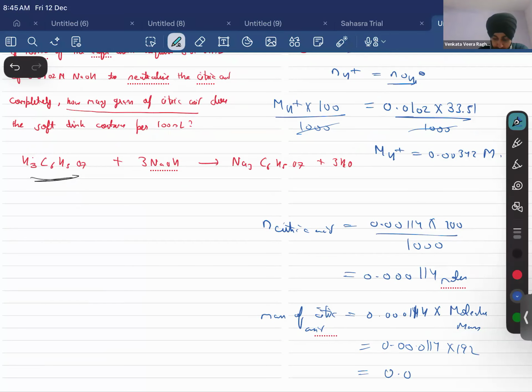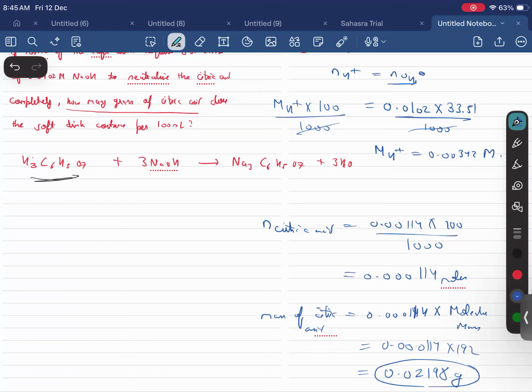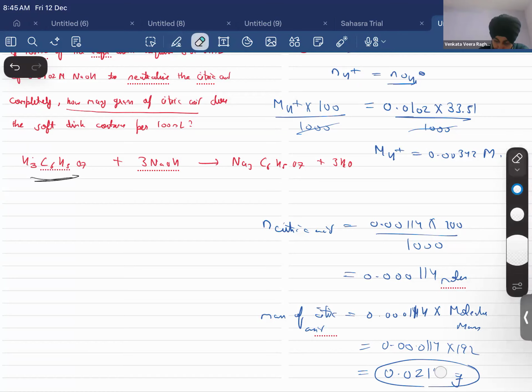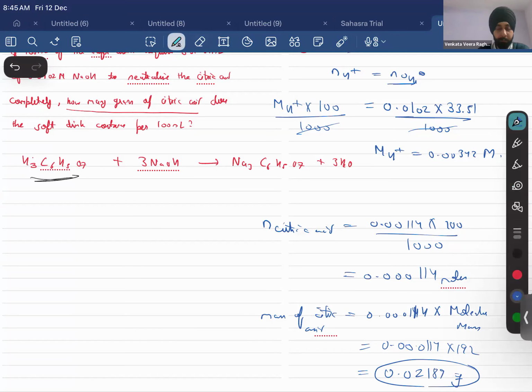I think you should get 0.02198 something grams. Yes, sir. If you are getting 0.02189, okay, 89, it's fine, no issue. Something like this value. Yes, this is correct. And approximately I am getting 0.022 grams.